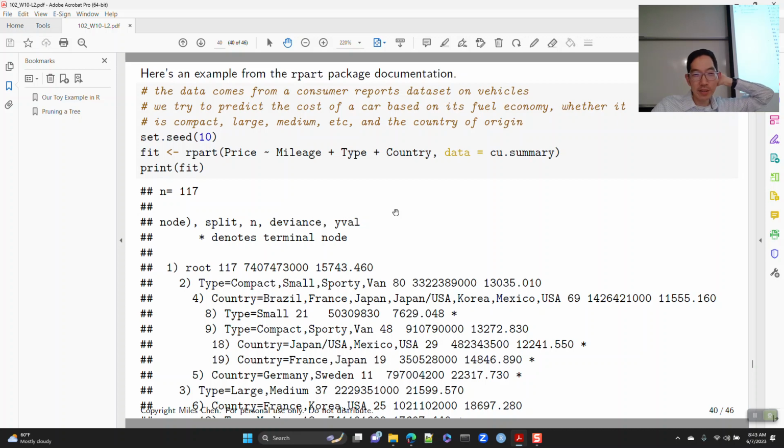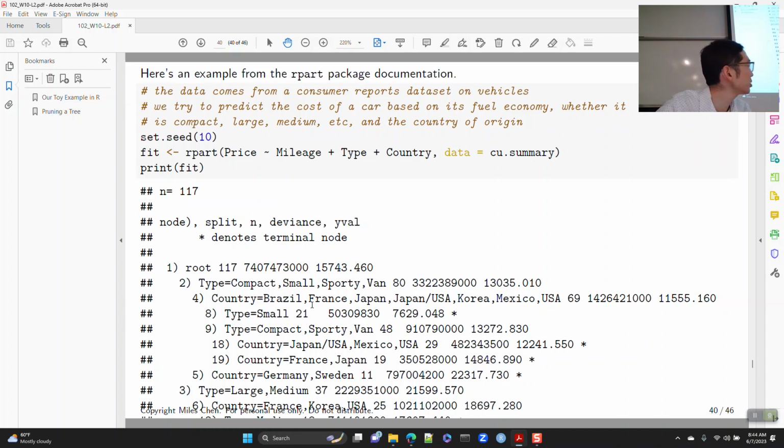So I looked at data from, I guess, this cars data set, cu.summary data set, and I don't know when this data came from, but this is like predict the price of the car based on what kind of mileage it gets, what type of car it is, what country of manufacturer is the car, and I'm not familiar with these cars because I couldn't name a single brand of car that comes from Brazil. They make cars, and I just, in the U.S., I don't think we have any Brazilian brand cars.